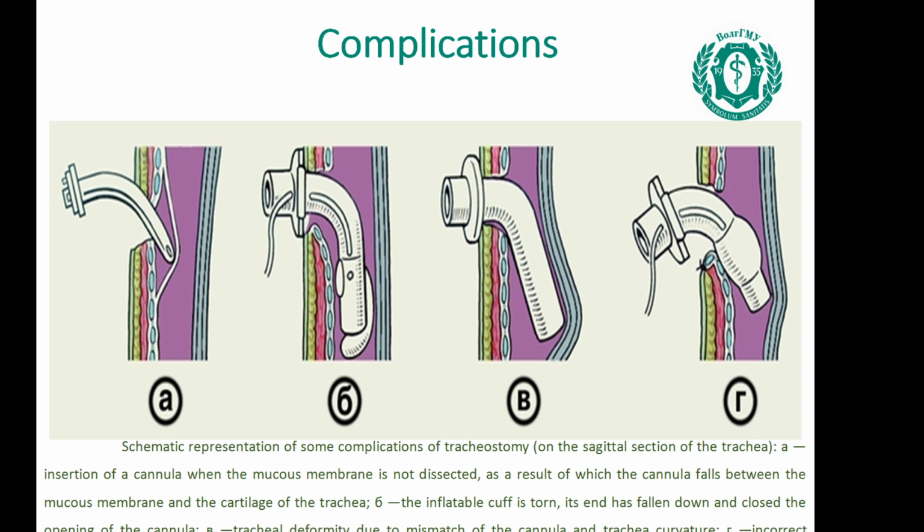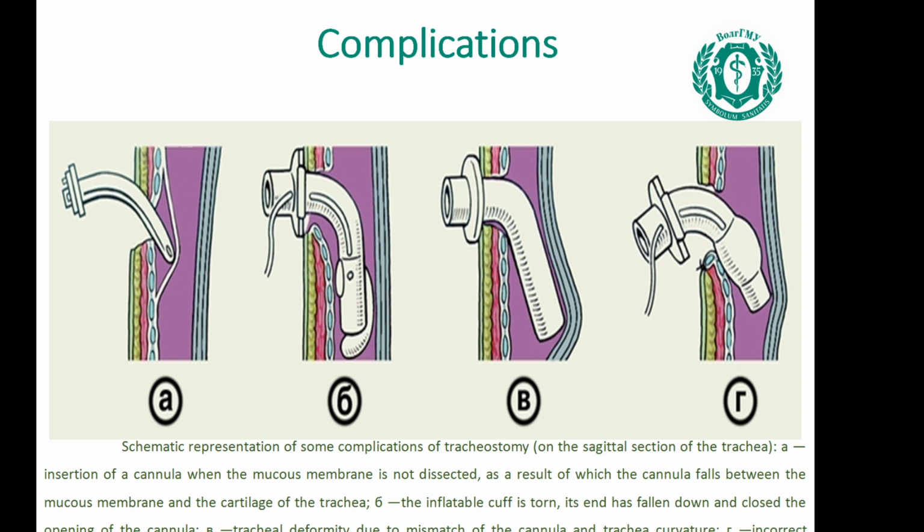Complications. This picture shows us schematic representation of some complications of tracheostomy. A. Incision of a cannula when the mucous membrane is not dissected, as a result of which the cannula falls between the mucous membrane and the cartilage of the trachea.